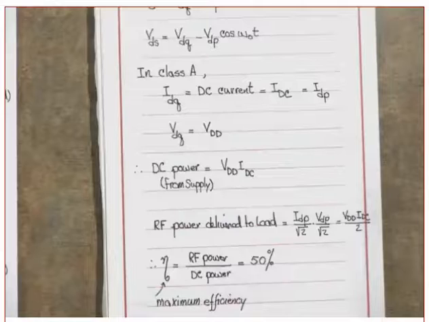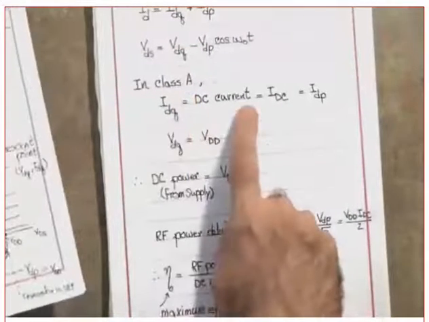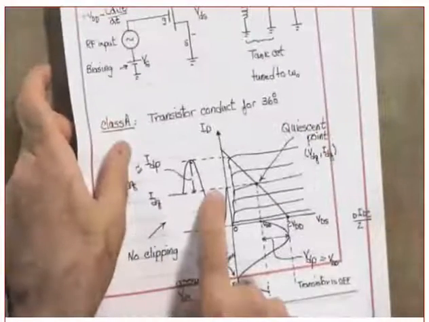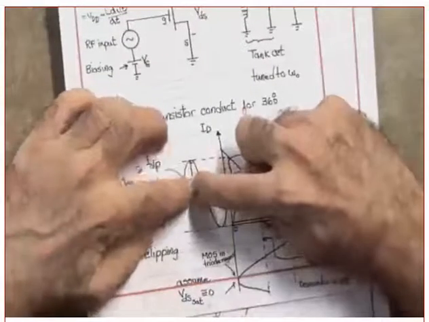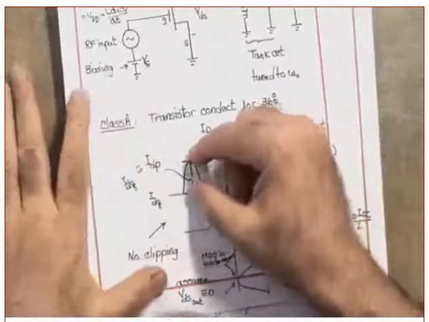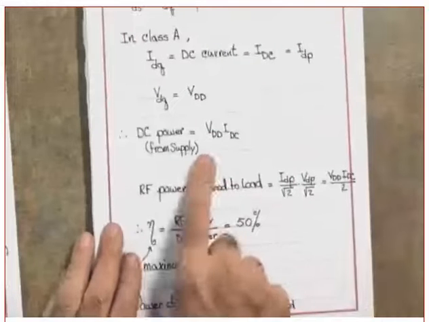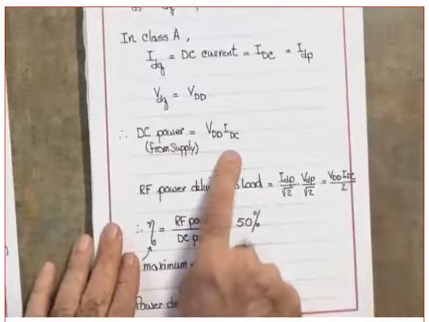Clear? Now, I want you to see one more time. In class A, what is the DC current? The DC current is the same as the quiescent current. And it's also approximately the same as what? Is it the peak or the fundamental? Yes? Now, what is the DC power? The DC power is VDD times IDC.